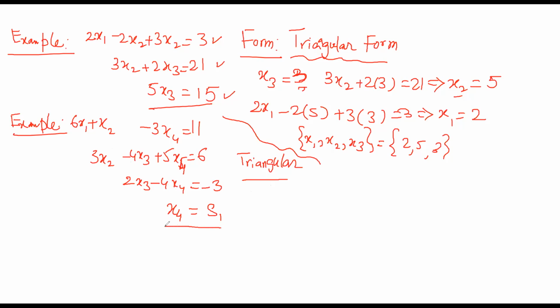So we will assume this, and then we can find that 2x3 minus 4s1 is equal to minus 3. So this will give x3 equal to minus 3 by 2 plus 4s1 divided by 2, which is plus 2s1. Sorry, this will be the value of x3. Yes, this will be the value of x3.